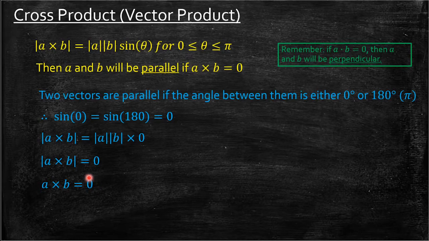Again, you don't need to be able to prove this, but it's an important result to know that if the cross product is 0, A and B are parallel. If the dot product is 0, then A and B are perpendicular.